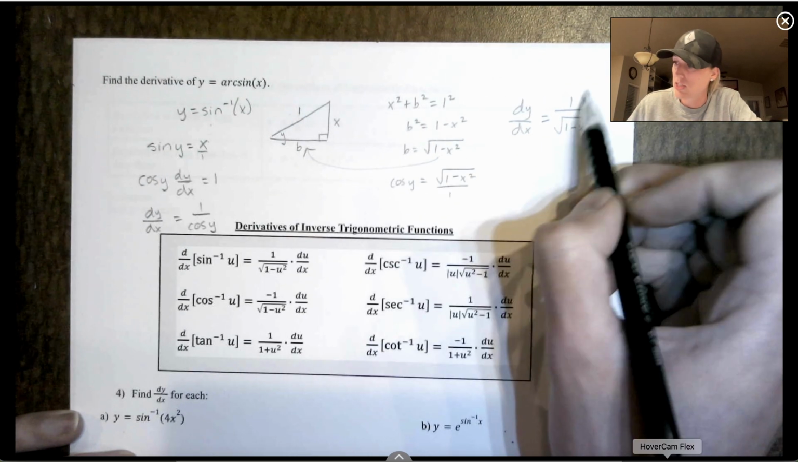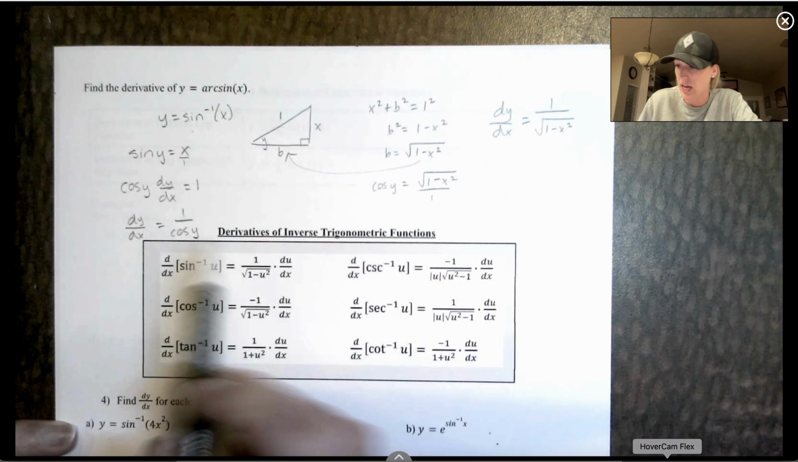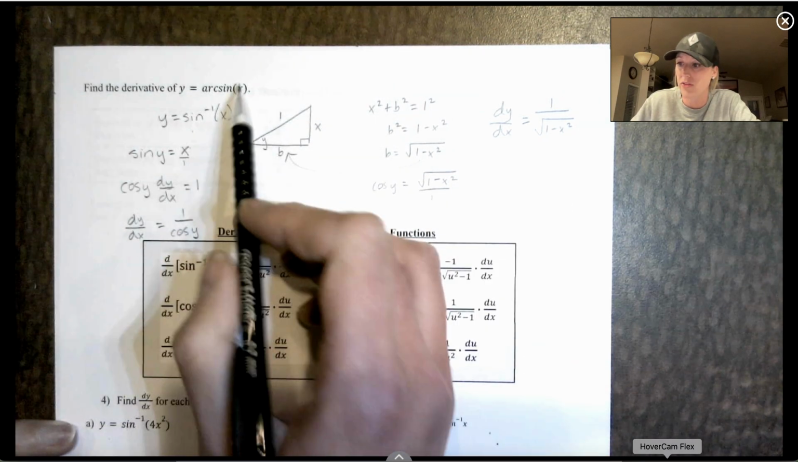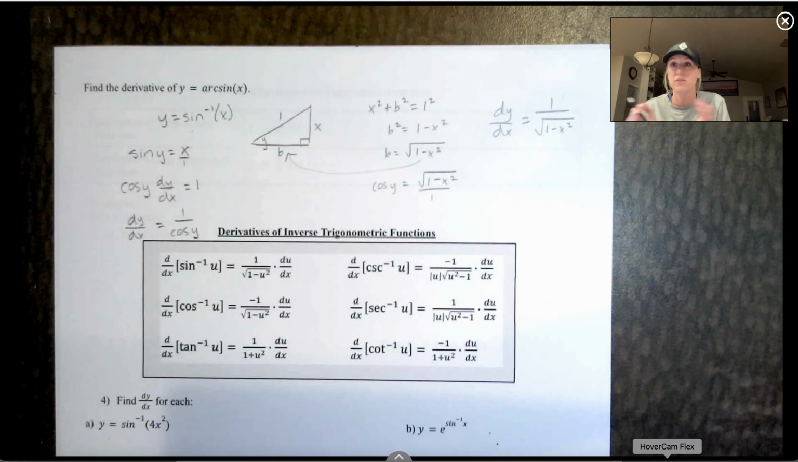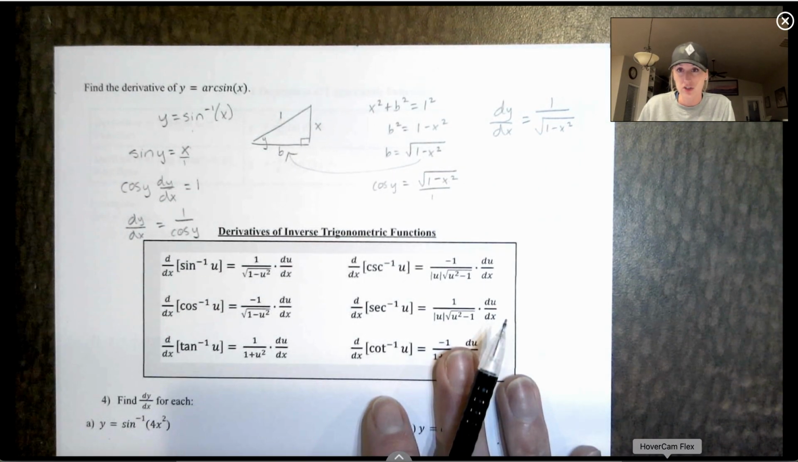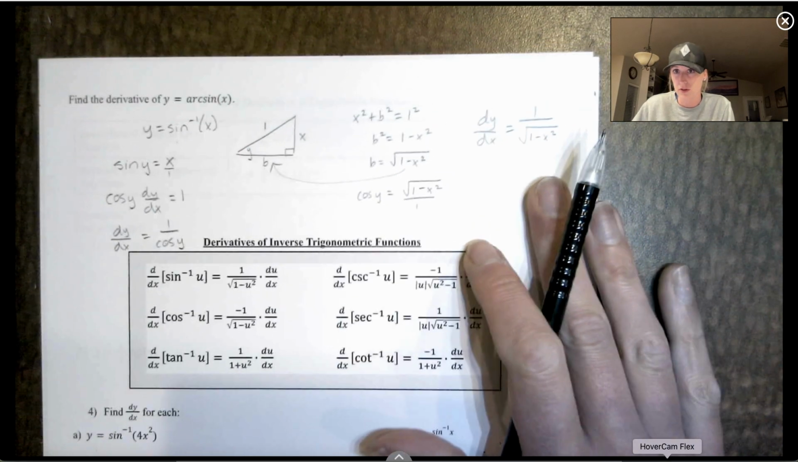So this is why the derivative of arc sine is 1 over the square root of 1 minus u squared. Now they put u here because it could be something other than just x in our argument. It could be an expression in there, and then I would use the chain rule after that. Okay, here are the other functions, you guys. They can all be derived similarly.